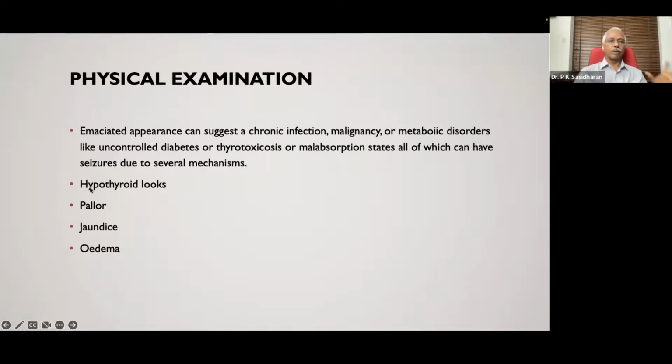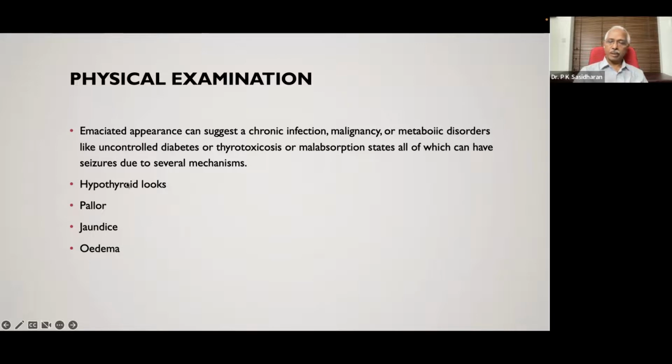Look for a hypothyroid look. A patient may be having the appearance of hypothyroidism. In fact, most of the time, frank hypothyroidism is diagnosed by looking at the patient. And they can have seizures due to hyponatremia, because SIADH is very common in patients with hypothyroidism and hyponatremia. They may come with altered sensorium and seizures.